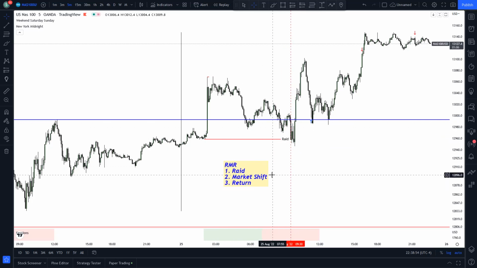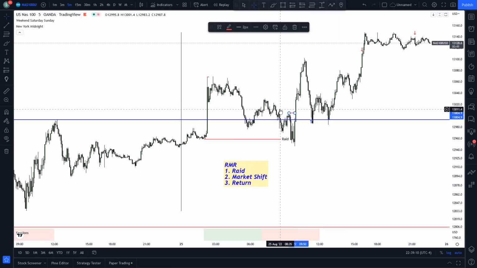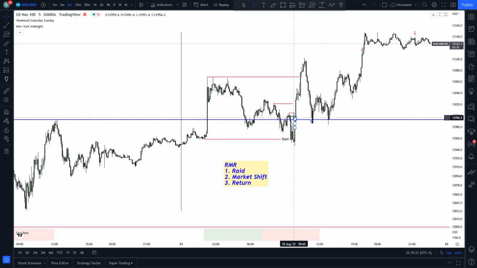The second thing, market structure shift. So after this bearish raid, we look for a bullish market structure shift. So we look to the left after the raid and we find swing highs. So we have a swing high here, some relative equal highs here. As soon as price breaks through those swing highs, we can call that the market structure shift.